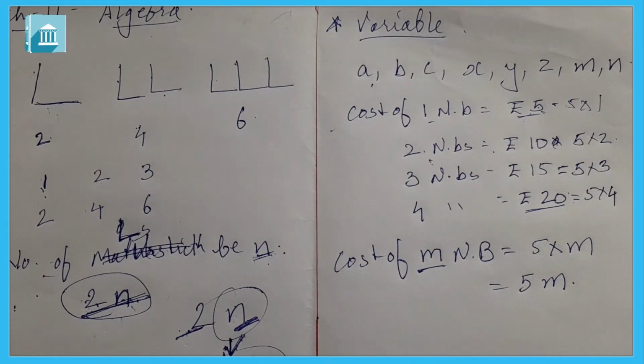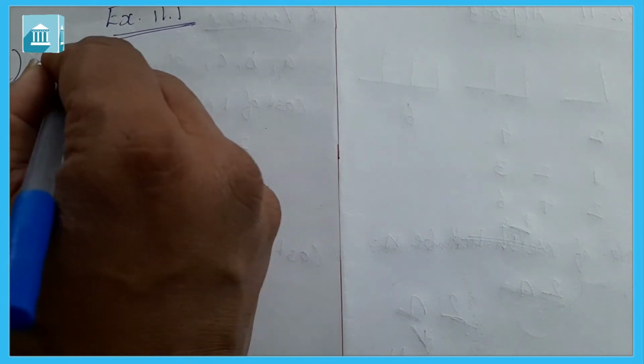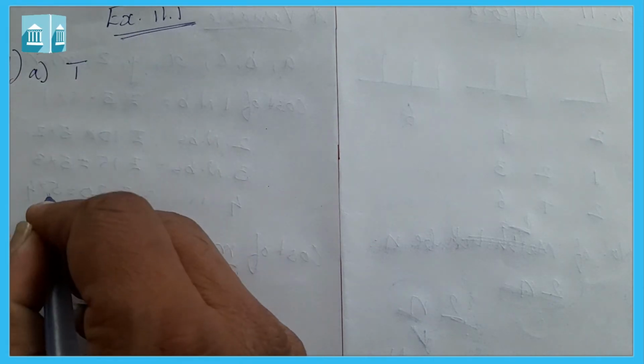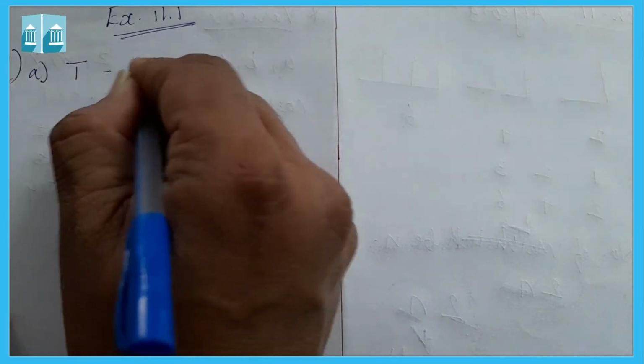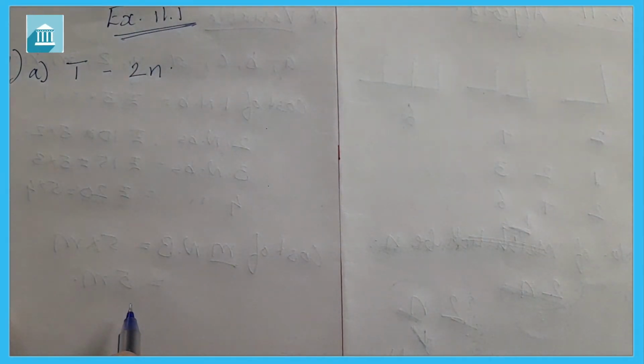Now let us come to exercise 11.1. In exercise 11.1, question number 1 is: find the rule which gives the number of matchsticks required to make the following matchstick patterns. Use a variable to write the rule. Here we have to use the variable to write the rule. First is the pattern of letter T. Here we can see 1 and 2. So we can write here 2N, or 2A, 2B, anything you can write.